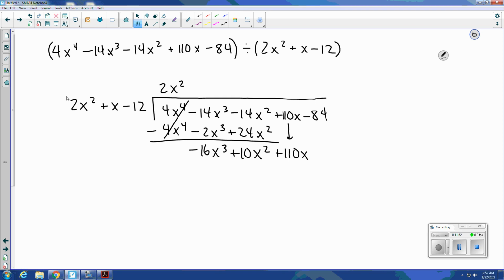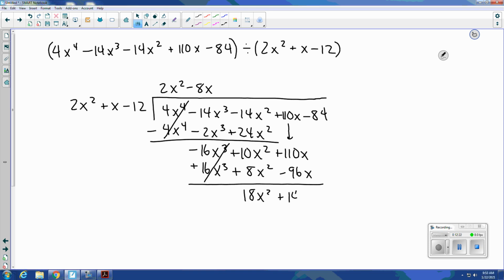So negative 16x cubed divided by 2x squared is going to be negative 8x. Multiplied by the divisor, we're going to get negative 16x cubed minus 8x squared plus 96x. We're subtracting this line, so the signs change. It's going to become plus, plus, and then a minus. First terms cancel. We're going to get 18x squared. And then we're going to have plus 14x minus 84. So we're working with three terms.